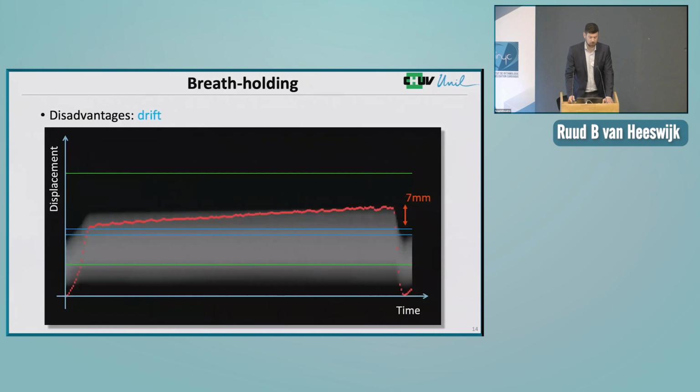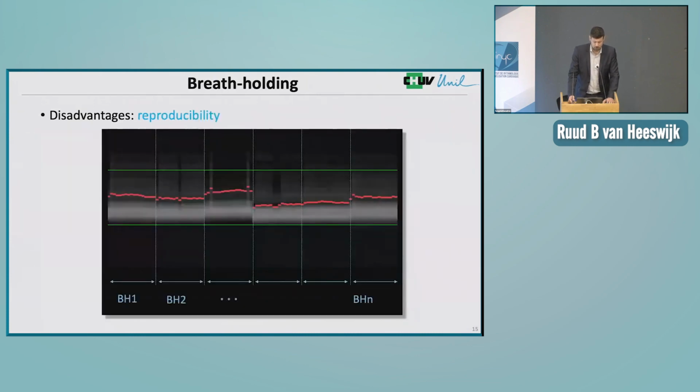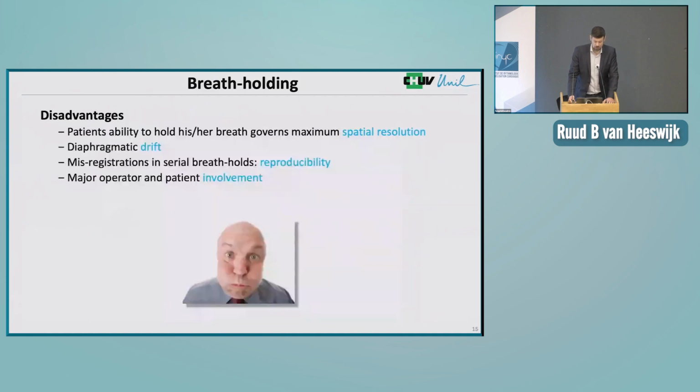However, breath holding has some disadvantages as well. You can see the drift here over a single breath hold. It has some repeatability problems. Here you see a scan that consists of multiple breath holds, and these don't really align. So then your images also don't really align.